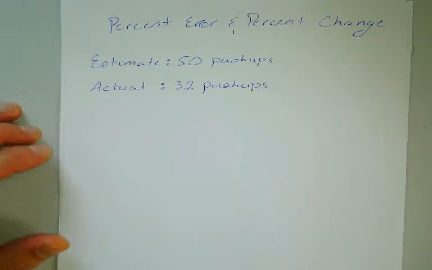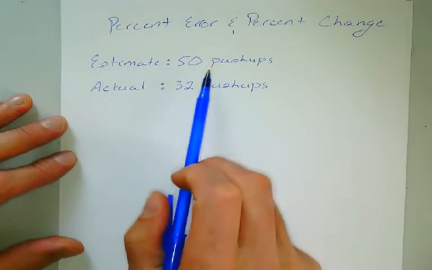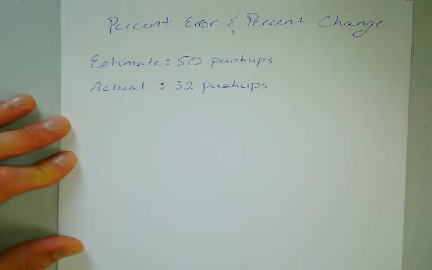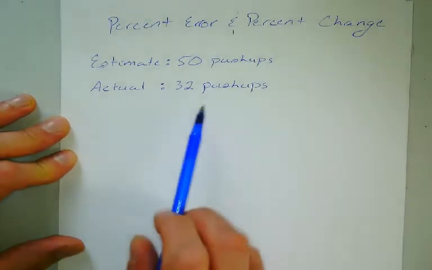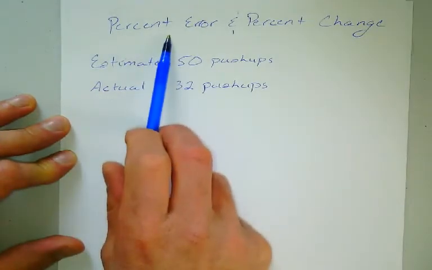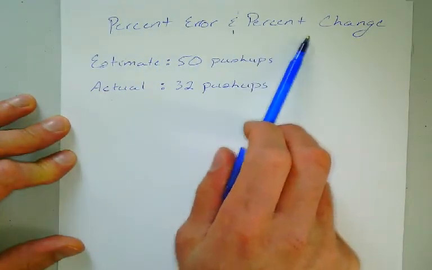If you didn't, or if you couldn't watch the video, Scotty estimated that I could do 50 push-ups in 30 seconds. That's a lot of push-ups in 30 seconds. I actually did 32 push-ups in 30 seconds. So let's use this data to find Scotty's percent error. And remember, percent error is very similar to percent change questions.